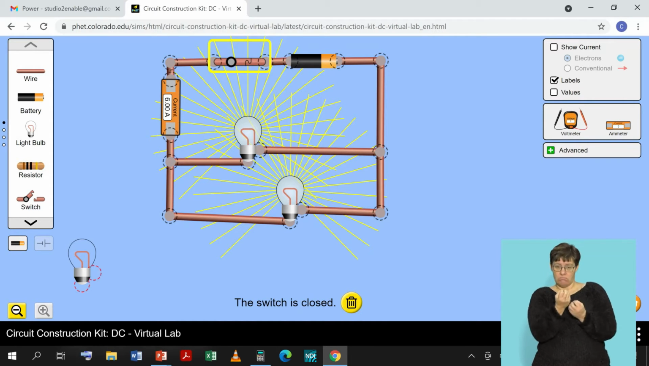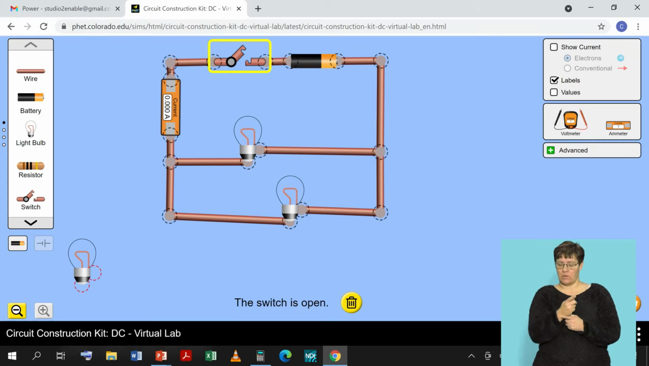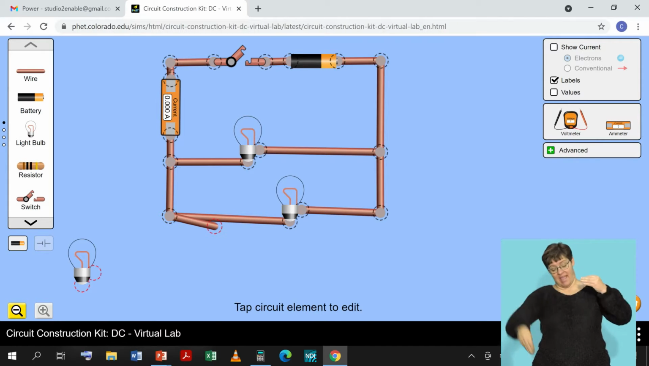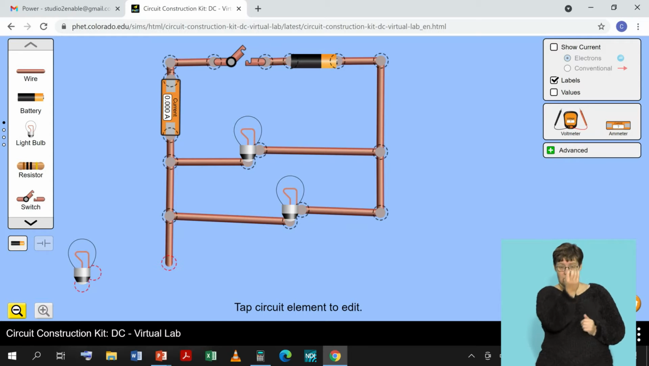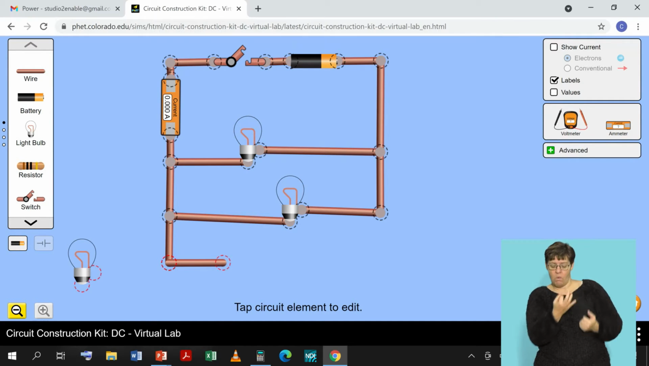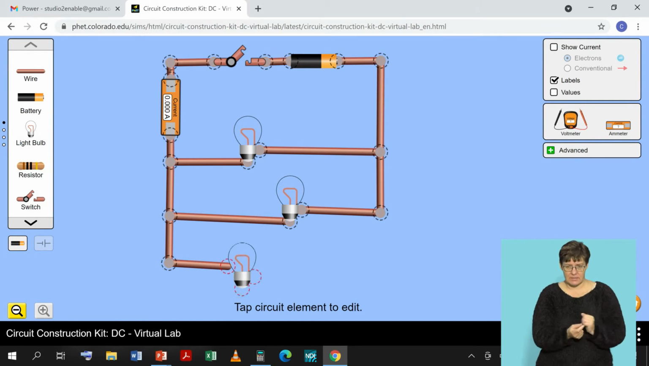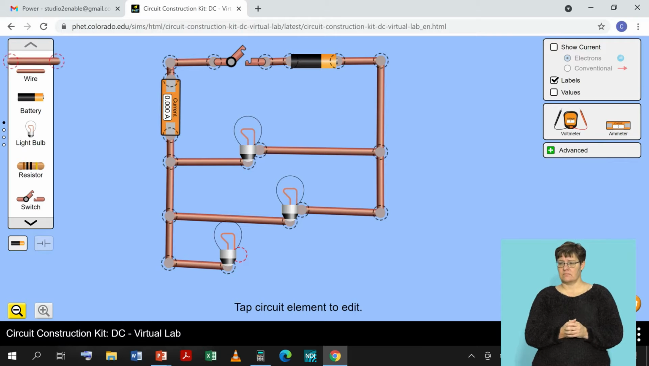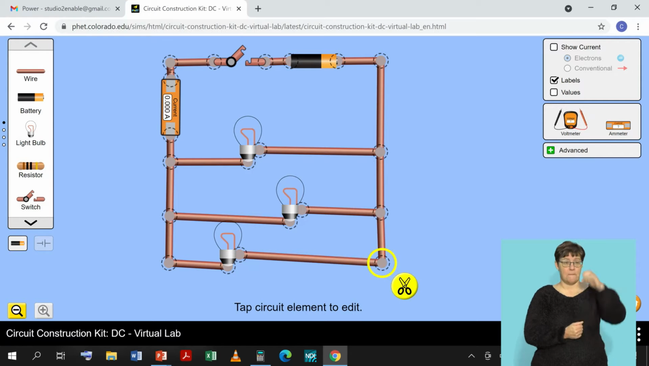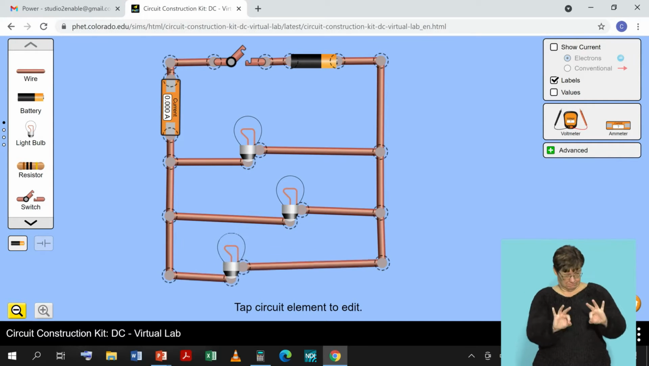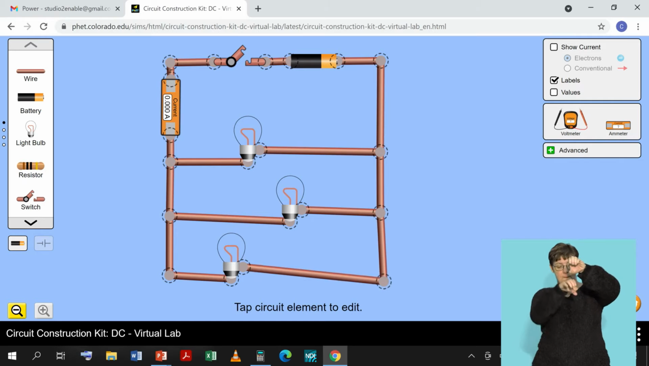Right, let's open that switch and then add the third light bulb in parallel and see how that affects the brightness of the 3 identical light bulbs. Right, okay, so that's another light bulb over there, good. So we've got 3 identical light bulbs that are connected in parallel to each other, right?